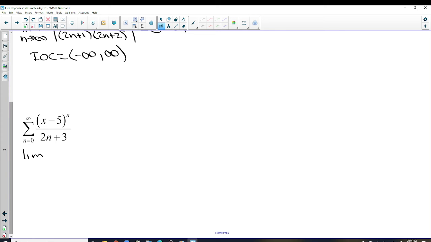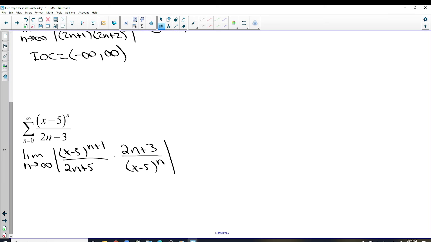This one's got, if I remember right, quite a bit of work to it here. 2n plus 5, 2n plus 3, x minus 5 to the n. And let's see. With the n's, we're going to have 2 over 2. So that piece goes to 1. And then we have an extra x minus 5 on top. So negative 1 less than x minus 5 less than 1. 4 is less than x is less than 6. So 4 to 6. So let's check 4.